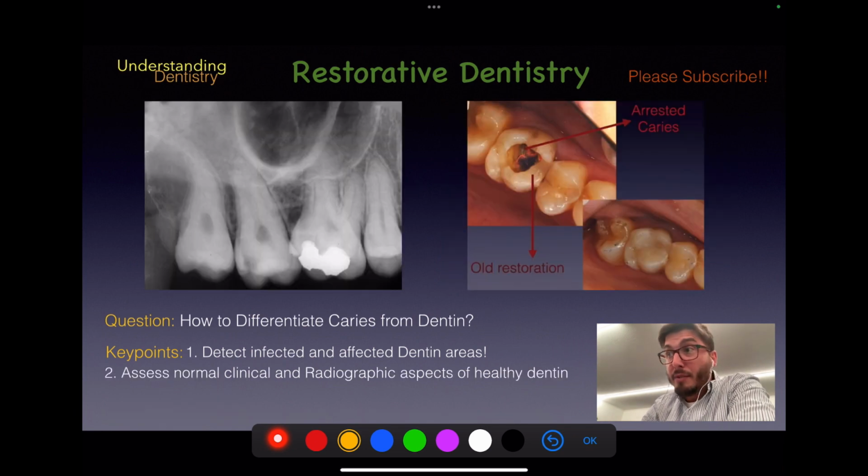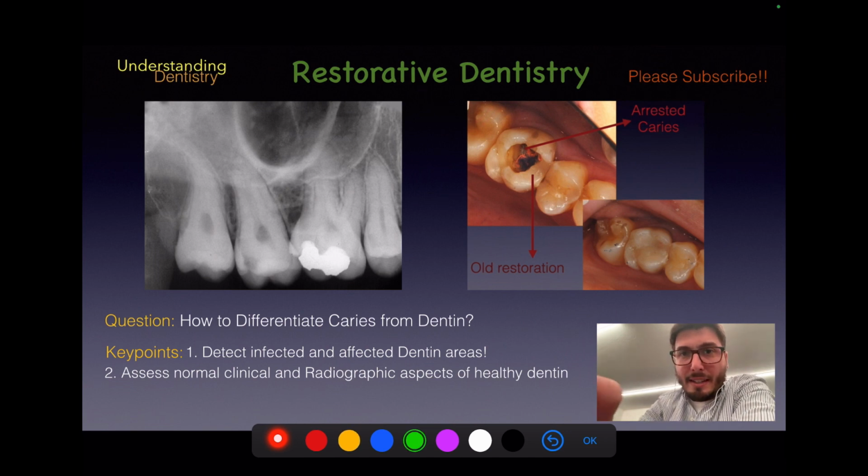The second key point is also very important. Assess the normal clinical and radiographic aspects of healthy dentin, right? So let's analyze this radiograph now. In the third molar of this radiograph, we are seeing that the dentin is homogeneous, okay?